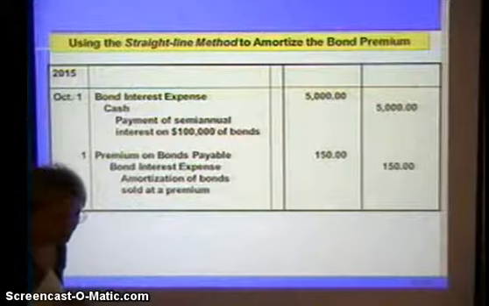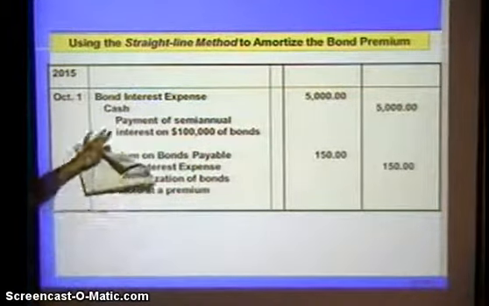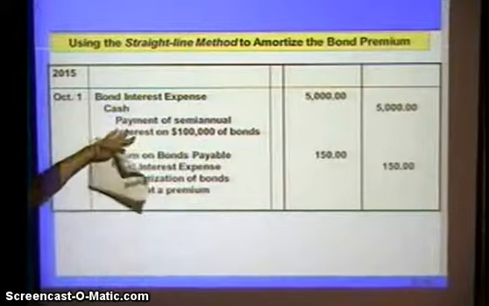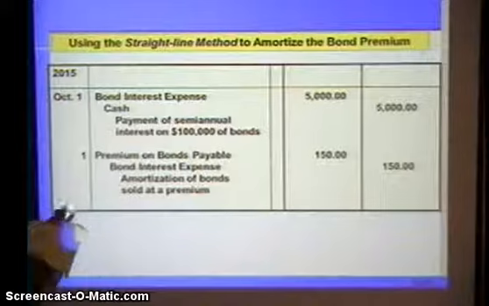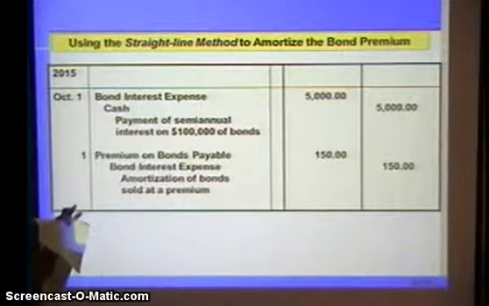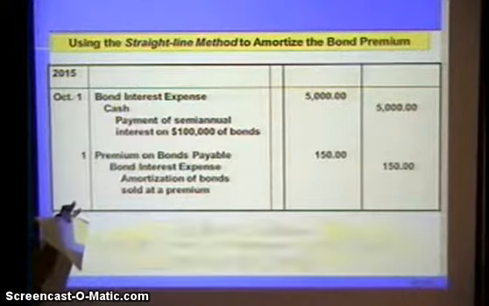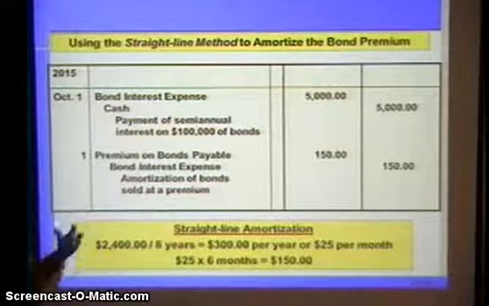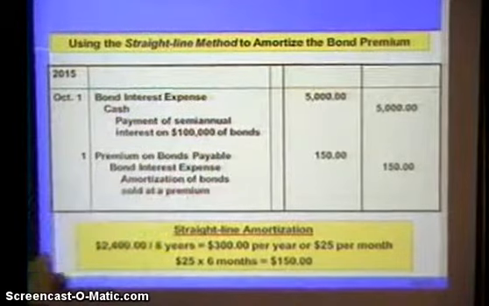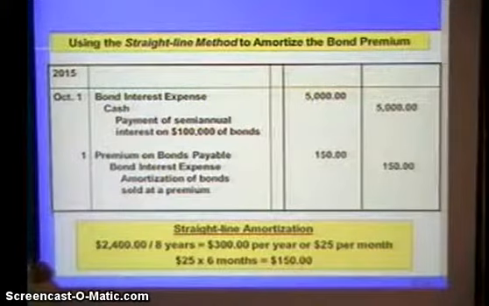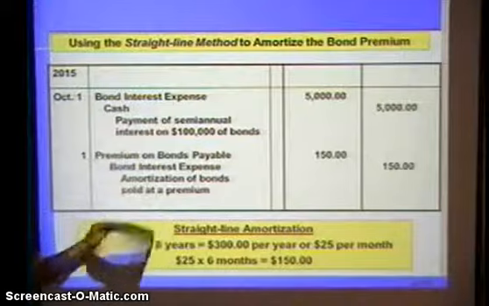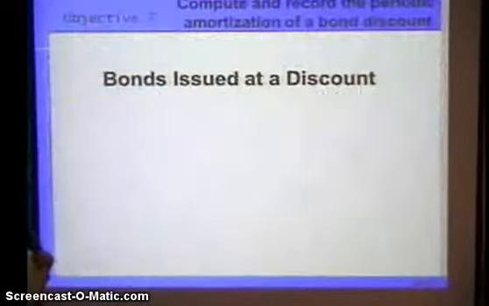Amortization is the same thing as what? Depreciation, only we just call it something different because it's a non-tangible asset. So, straight line method to amortize your bond premium. Okay. Well, it's just showing you how we figured what we just did. Take your 24 times, divided by your 8 years, and it gives you your amount per month. So that's just showing you where we got that, which we'd already talked about. So let's go on.